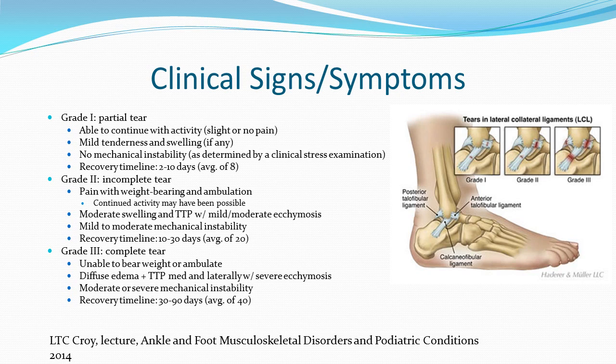Grade 3 is a complete tear of the ligamentous structures. The person is unable to bear weight or ambulate. There is diffuse edema and tenderness to palpation both medially and laterally due to that diffuse edema, and there will definitely be ecchymosis, and most likely it will be severe on the lateral aspect of the ankle. Moderate to severe mechanical instability is exhibited through a clinical exam, and the recovery timeline ranges from about 30 to 90 days, with an average of about 40 days for recovery.